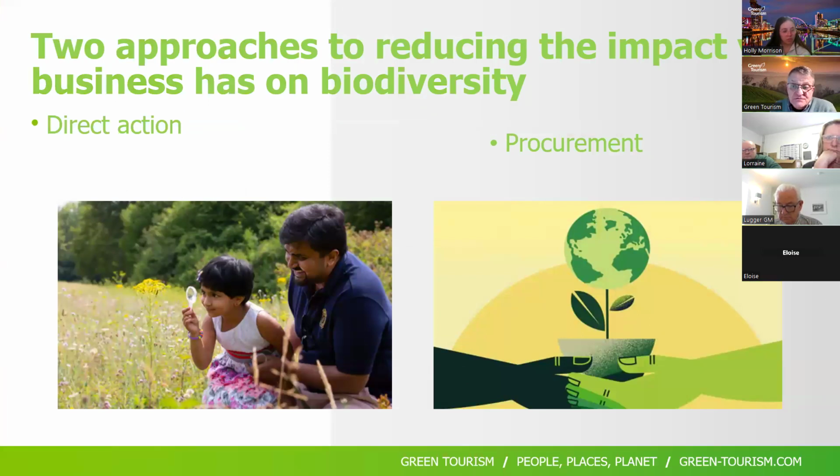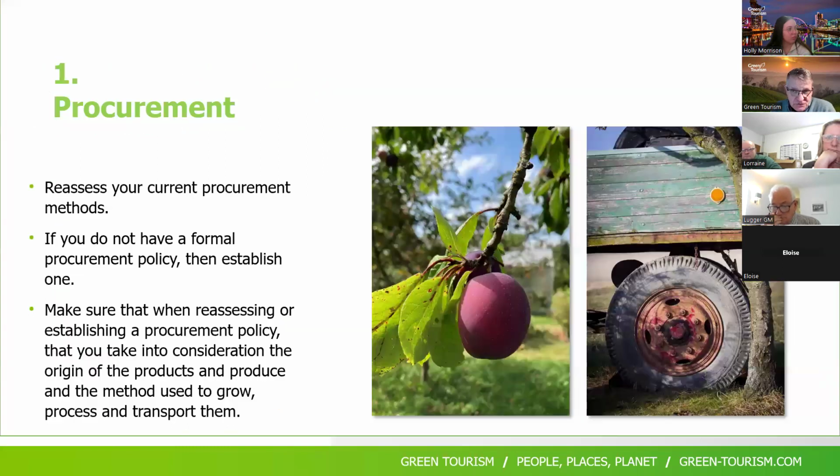These are the two approaches to reducing the impact your business has on biodiversity. As mentioned, procurement and direct action. First, we'll go through procurement. I know it's not a very exciting subject, but we'll go through it anyway.